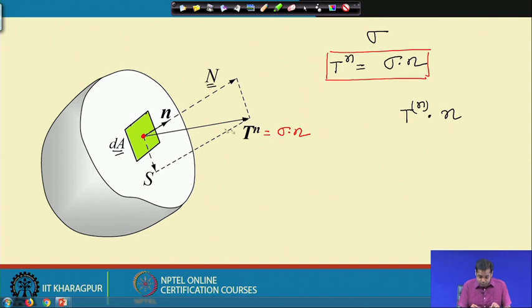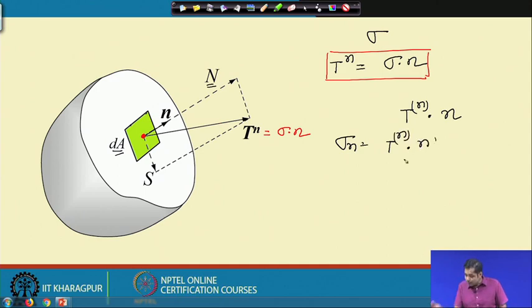Please note one important thing: Tn is not necessarily in the direction of n. Tn is acting on a plane at that particular point, but its direction could be anything. Its direction is not the same as the normal direction n. So if I take the dot product between these two, we get the normal component of Tn, which is perpendicular to this plane. That is sigma n, the normal stress, which is essentially Tn dot n.